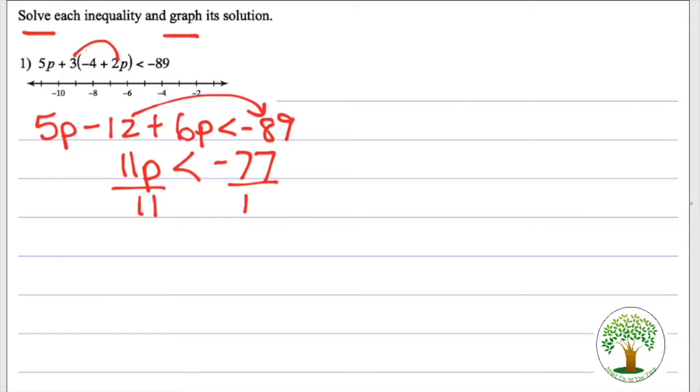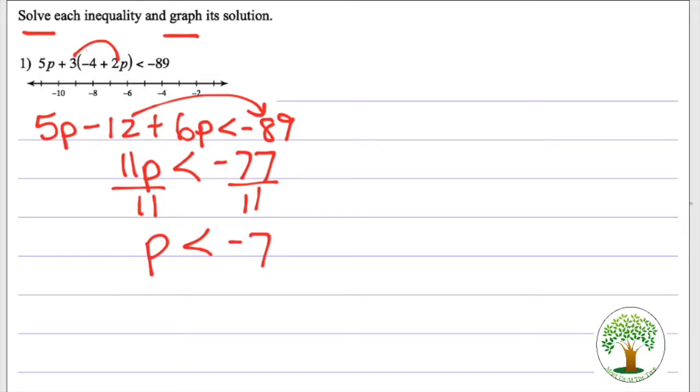Now, the trick comes, do I need to flip the inequality around? I'm dividing. Does division make us have to move the inequality around? It's only when we divide by a negative. That 11 is not negative, so we do not need to flip the inequality around. P is going to be less than, and when I divide that, it becomes -7.